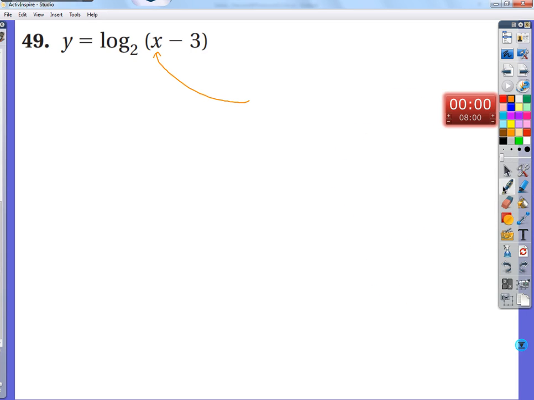The answer to this can't be 3, because then you have log base 2 of 0. It'd have to be anything above 3. Like the output can't be 3? Well, whatever we put in for x can't be 3, and it can't be less than 3. Can't be 2. Can't be 2.5. Can't be anything that's 3 or less. It's got to be strictly more than 3. So we could say the domain of this function is such that x needs to be bigger than 3.